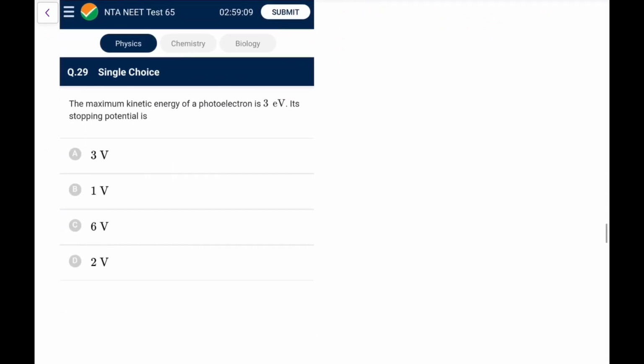Next. The maximum kinetic energy of a photoelectron is 3 eV. Its stopping potential is 3 volt.